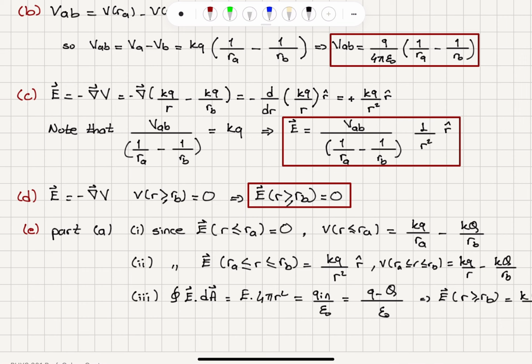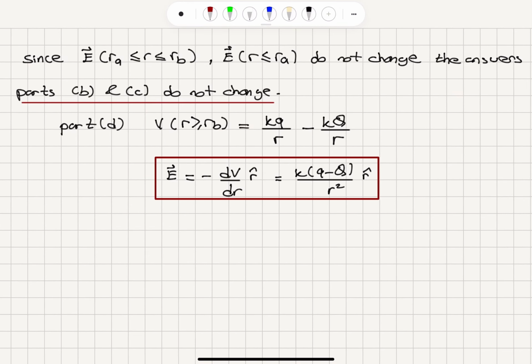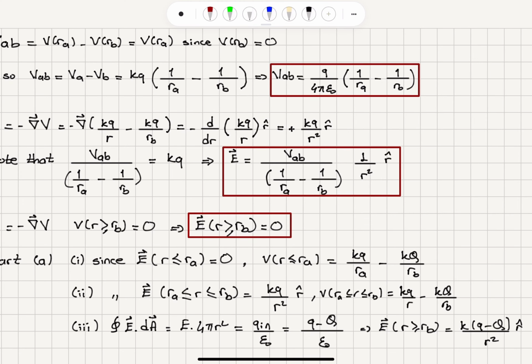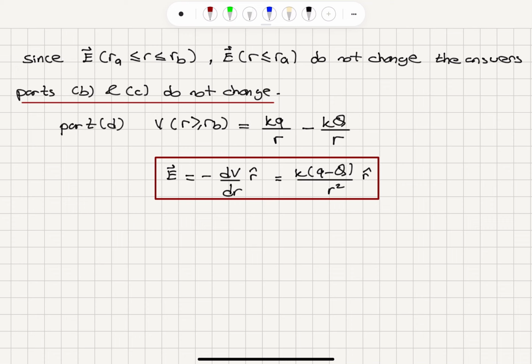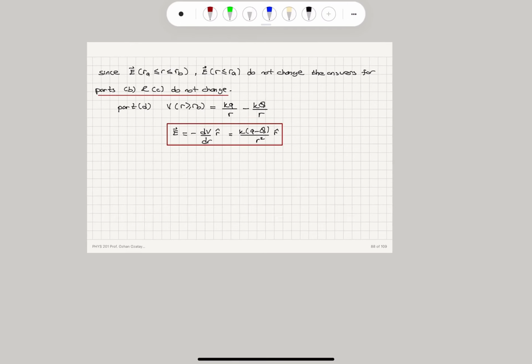And for the third region, I will have a new potential, which is kq over r minus k capital Q over r. Because this is a constant here, taking the gradient, the electric field doesn't change. But for the third region, the electric field changes. The potential also is different, kq over r minus k capital Q over r. And I can see that the answer to part D will change, because by taking the gradient of this, it is no longer a constant. This becomes k(q minus capital Q) over r squared in the r hat direction.